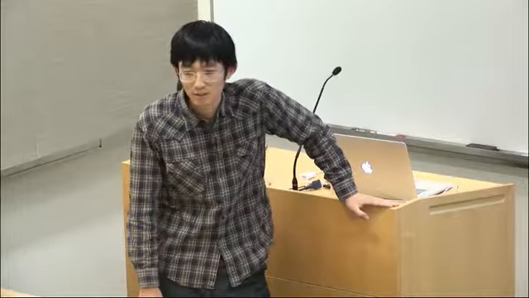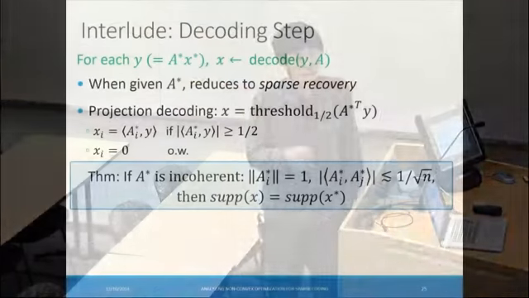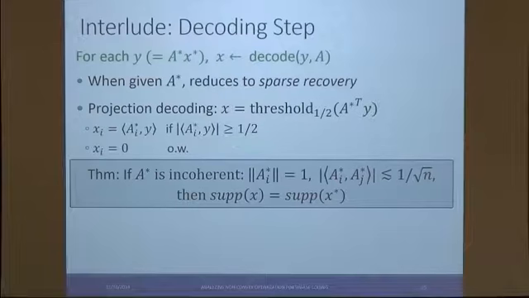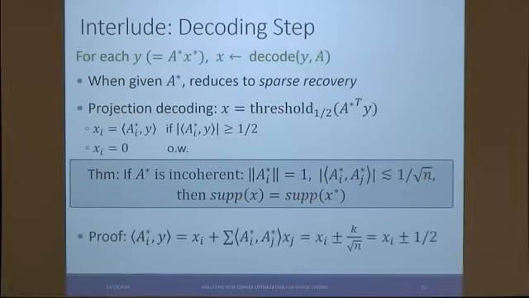So the way you take this ratio, this is just an arbitrary function. How do you make sense of this kind of solution? Okay, I'm going to talk about it. The proof is that there is a theorem, which dates back probably 20 years. If A is incoherent, which means that the columns have unit norm and the inner product between columns is less than 1 over square root n, and you use this threshold, then the support of x equals the support of the true x. And the proof.